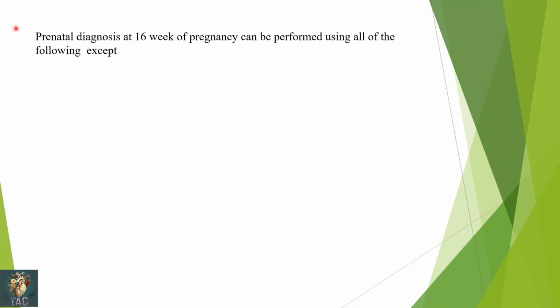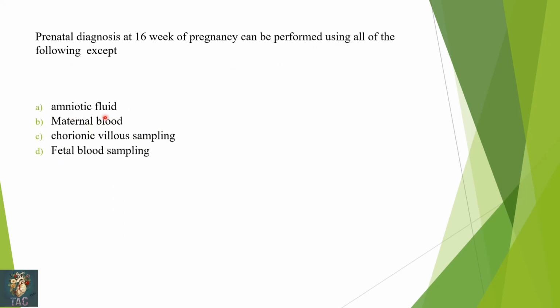Next is a prenatal diagnosis at 16 weeks of pregnancy can be performed using all of the following except the amniotic fluid, maternal blood, chorionic villus sampling, fetal blood sampling. So remember, amniotic fluid testing can be done after 12 weeks, so it is easy to perform at 16 weeks. Maternal blood testing can be done in the second trimester at any time. Chorionic villus sampling can be done after 12 weeks. This is the fetal blood sampling, which is done after 18 weeks of pregnancy. So it is not possible to do fetal blood sampling at 16 weeks, and this is the correct option.